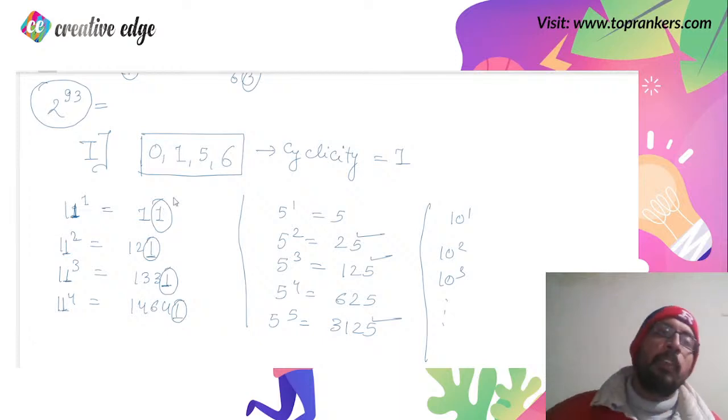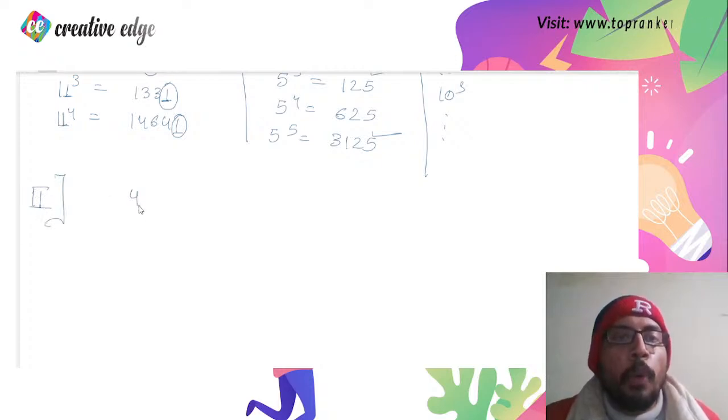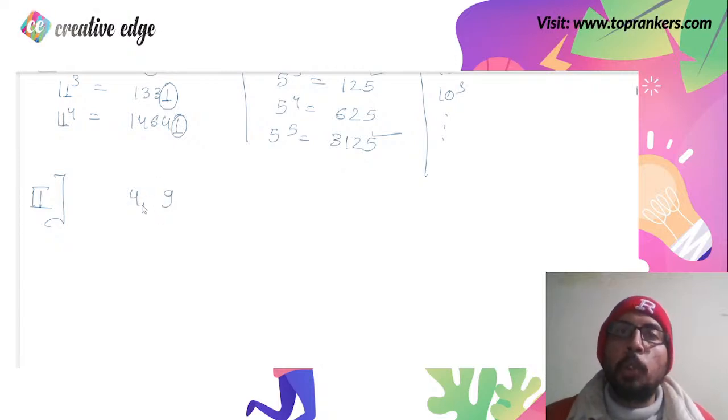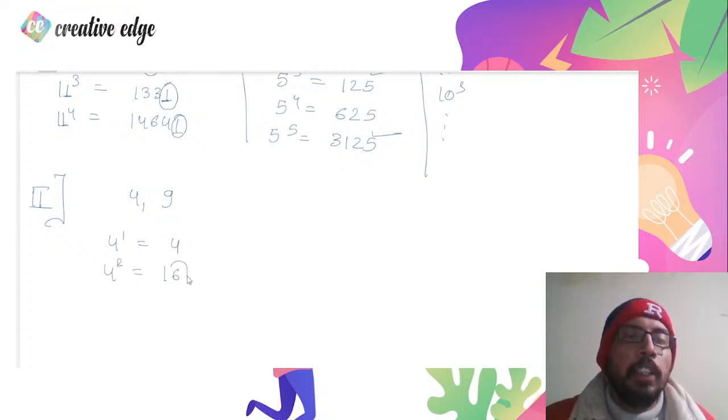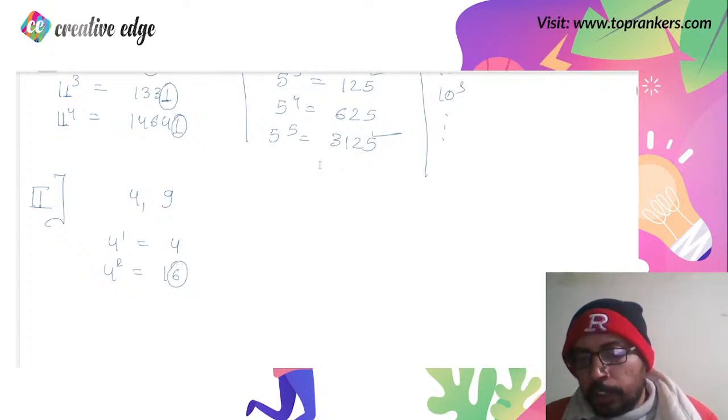Now the second category. The numbers that I put into the second category are 4 and 9. These two numbers belong to my second category. Why am I putting them in the second category? Because if I say 4 to the power 1, I will be getting 4. If I do 4 to the power 2, I will be getting 16. That means 6 at the unit place.